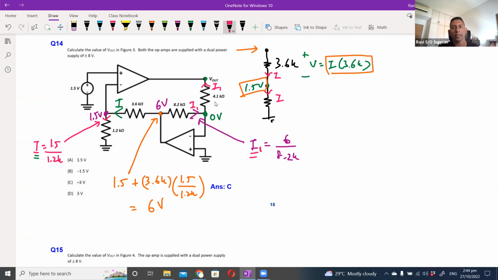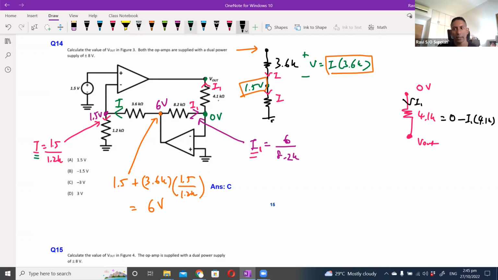Okay, so we are going to apply the same thinking as just now. At one point we have 0 volt, and then we go through a resistor which is 4.1K, and we want to know what this voltage is here. Since I know this current is I1, the voltage at the other end will be 0 minus I1 multiplied by 4.1K. That is the voltage on top, subtract the voltage drop across the resistor, which gives me the voltage at the other end of the resistor.